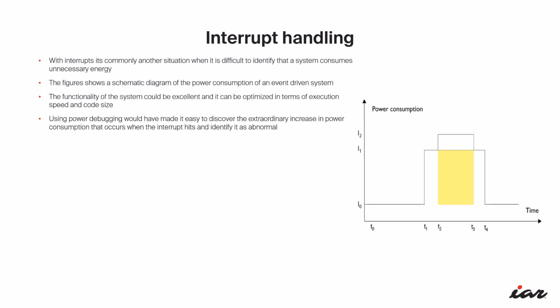The functionality of the system could be excellent, and it can be optimized in terms of execution speed and code size, but in the power domain, more optimizations can be done. The yellow area represents the energy that could have been saved if the peripherals that are not used between T2 and T3 had been turned off, or if the priorities of the two threads had been changed. Using power debugging would have made it easier to discover this increase in power.